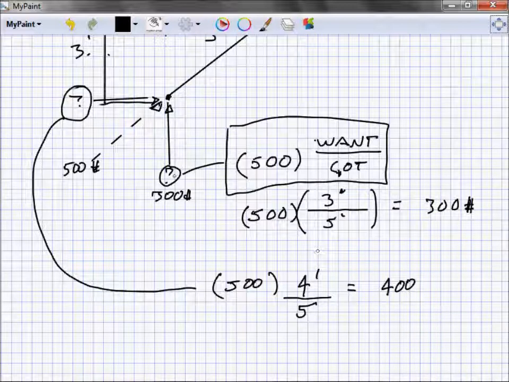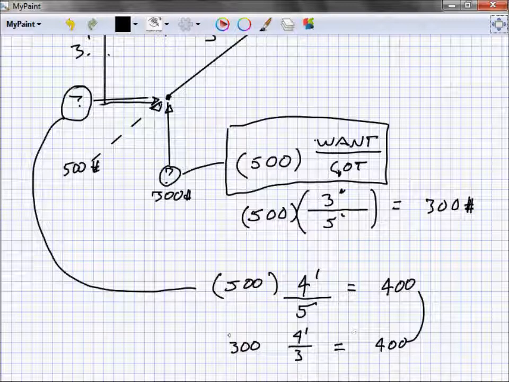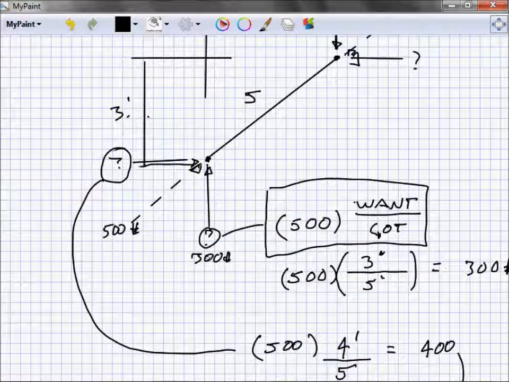Now, what if I did this the other way around? I said, well, I've got this vertical and I want the horizontal. So I've got a 300 pound load. The direction I want is the 4-foot direction. The direction I got is the 3-foot direction. 300 times 4/3 is equal to 400. They're the same number. You can do the same thing by taking these loads and saying, well, 300 times what I want, which is 5, divided by what I got, which is the 3-foot direction, is equal to 500 pounds. You can go about that in a number of different ways.